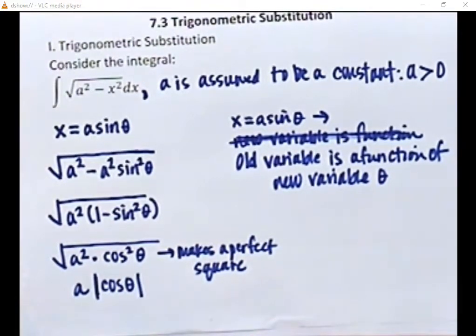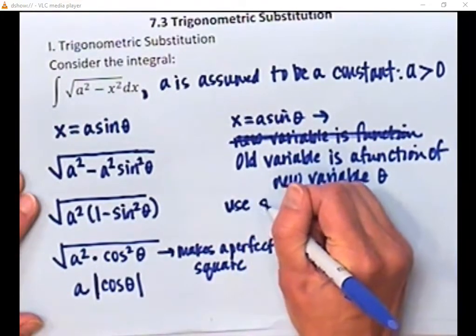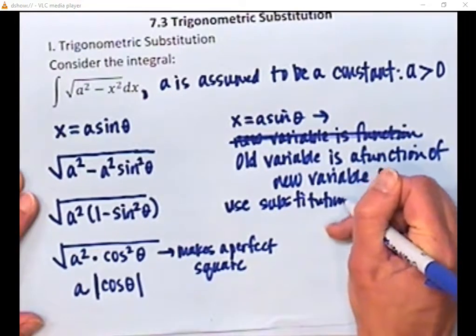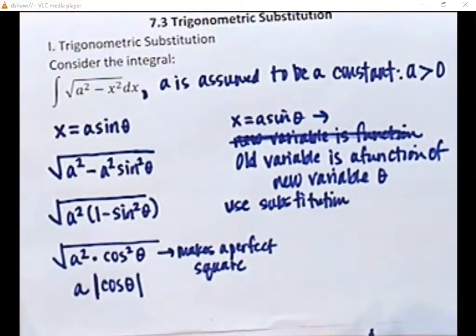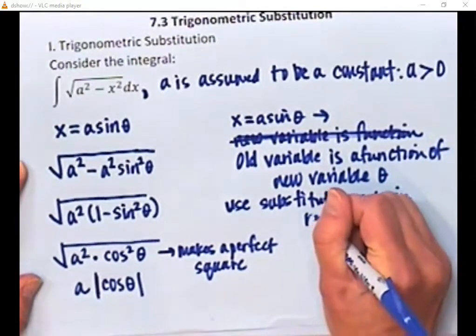So it's kind of the opposite of how u is. Usually with u, we would make it a function of x, which is the old variable. Now we're making x a function of a new variable, which is theta. So basically what we're doing here is using the substitution rule in reverse. Seems like in some ways we're making it more difficult, but it's making it easier to integrate. So we're using the substitution rule in reverse.